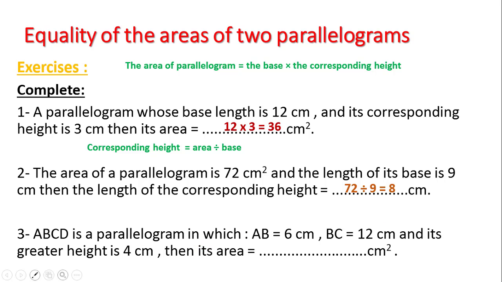The last one, ABCD, is a parallelogram in which we have AB 6, BC 12. So I have two bases. The greater base is 12 and the smaller is 6. And its greater height is 4.